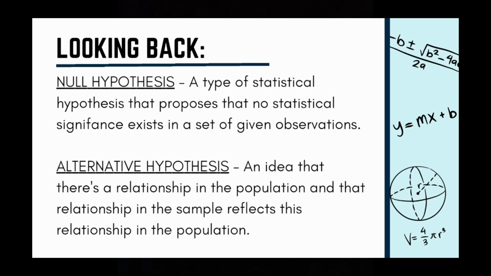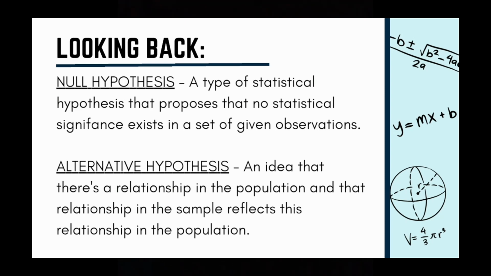Alternative hypothesis. Ito naman yung vice versa ng null hypothesis. The idea that there is a relationship in the population and that the relationship in the sample reflects this relationship in the population. Note, the null hypothesis and alternative hypothesis are useful only if they state the expected relationship between the variables or if they are consistent with the existing body of knowledge. They should be expressed as simply and concisely as possible. They are useful if they have explanatory power.